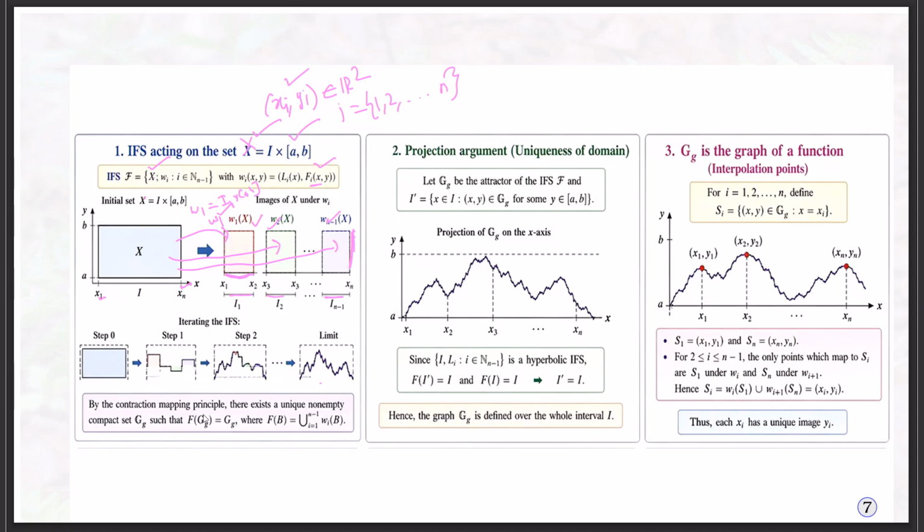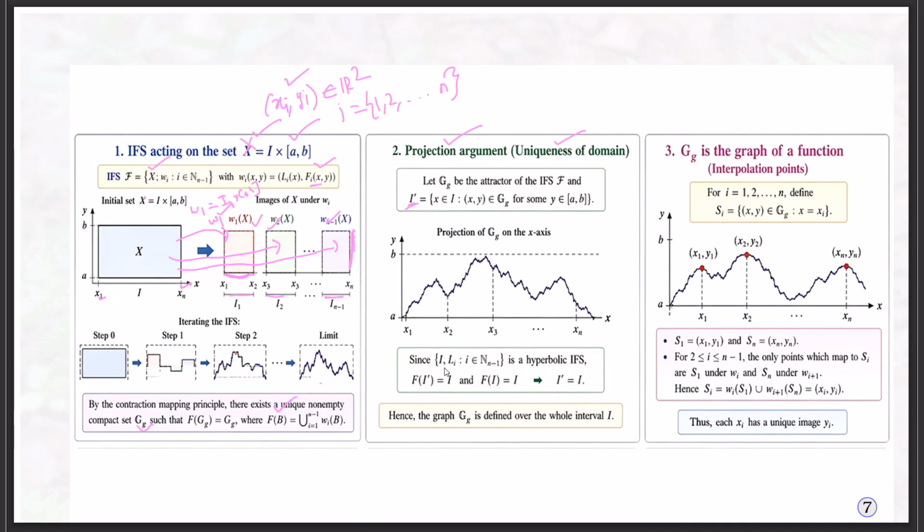By the contraction mapping principle, because Wi is a contraction, there exists a unique non-empty compact set G such that F of G equals G with this Hutchinson mapping. For proving this theorem, first we use the projection argument, that means uniqueness of the domain I. If there is one more I dash existing such that for some y belonging to a comma b, x belongs to I dash, then G is projected to the x axis.